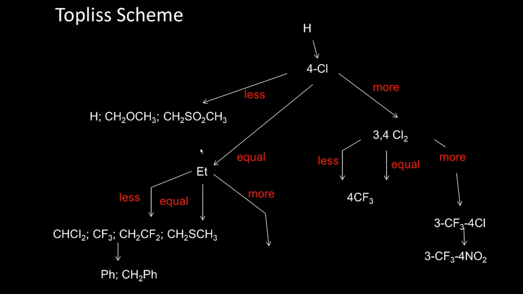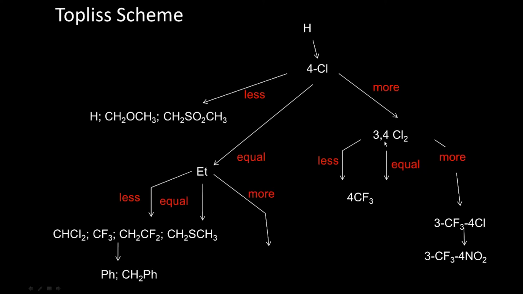Okay, there is another approach that's called the tuple scheme. Imagine we have a parent compound. We replace the H with, say, 4-chloro. The activity may be increasing, decreasing, or the same. If it is more, then of course you know that chloro in the 4th position has an effect.